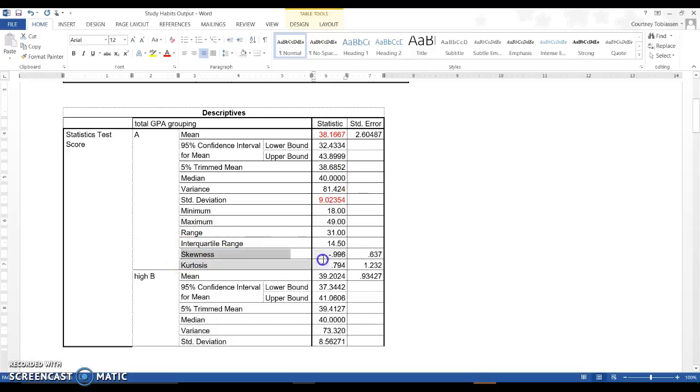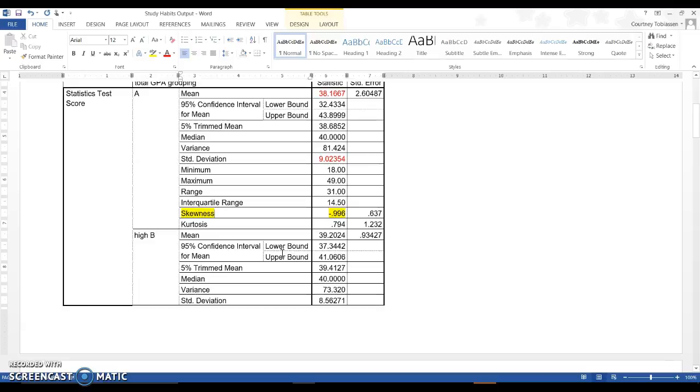And for normality, we're really looking right here, the skewness value. So our skewness value needs to be between plus or minus one for us to be able to consider this group normally distributed. You can see that the A group is pushing it a little bit, but we are still between plus and minus one, so we can consider it a normal distribution.